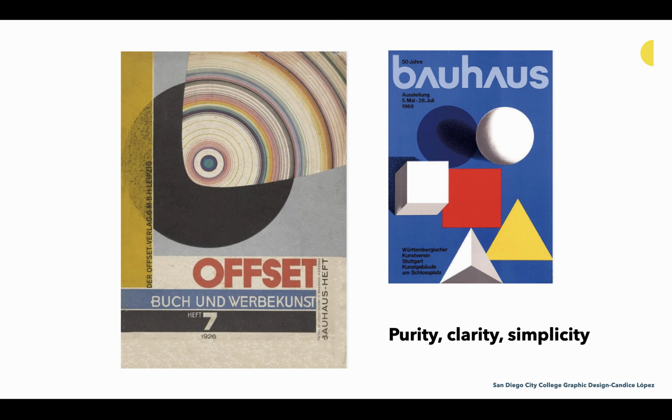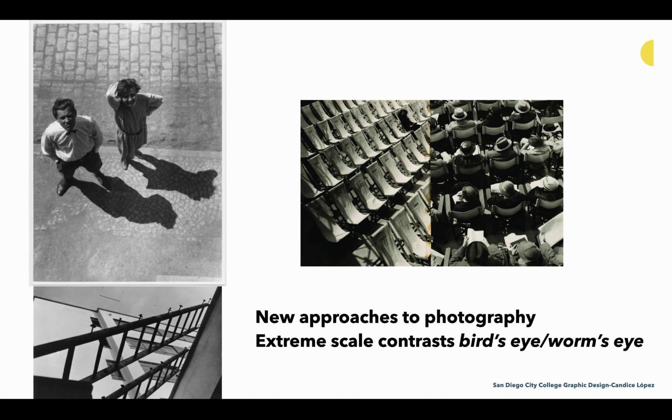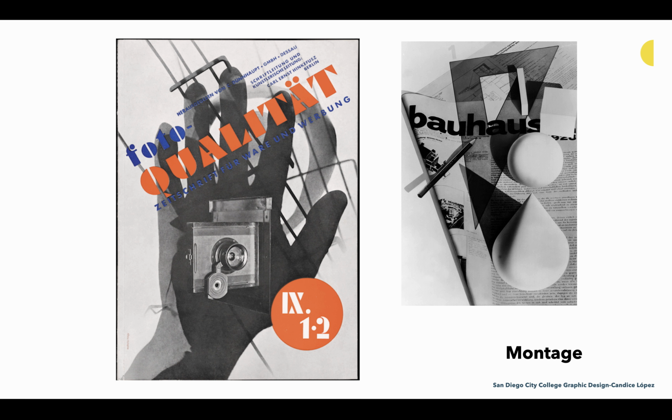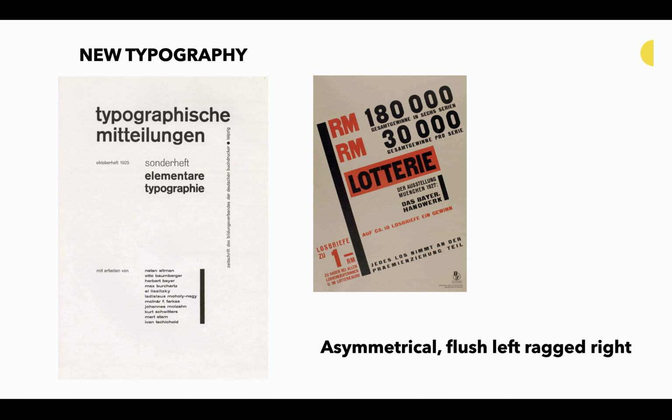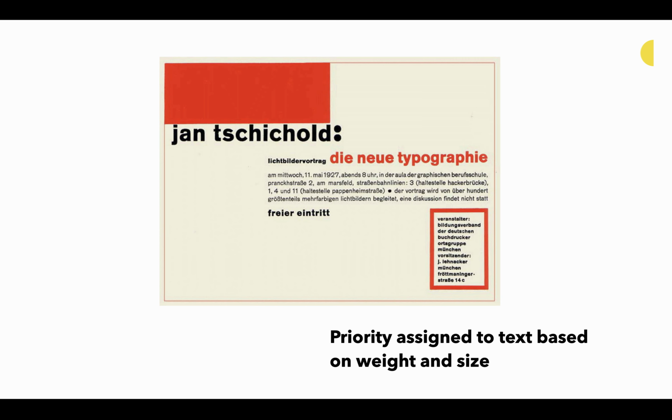Some of the pieces will even say Bauhaus in them if you look closely. See it here and here? There's new approaches to photography. So we have extreme scale contrasts like bird's eye, worm's eye, and montage is very big. The new typography itself is asymmetrical, so it's not even on both sides, and flush left, ragged right. Priority is assigned to the text based on weight and size. In other words, things that are more important are going to be bigger and bolder.